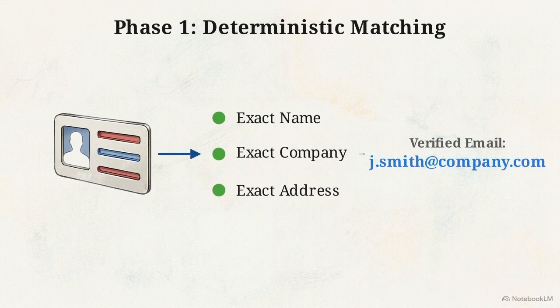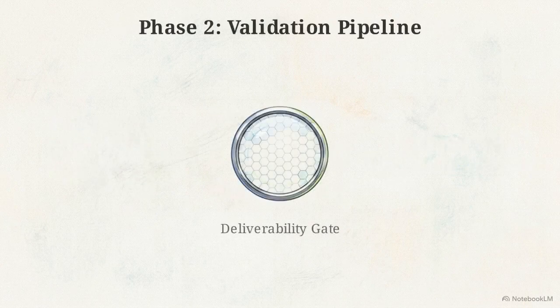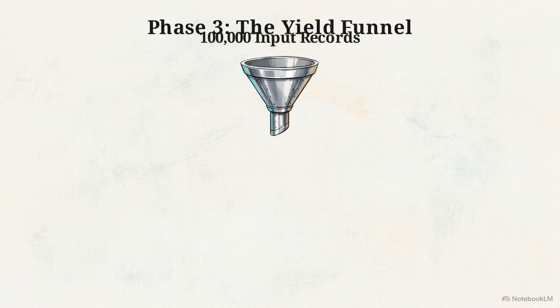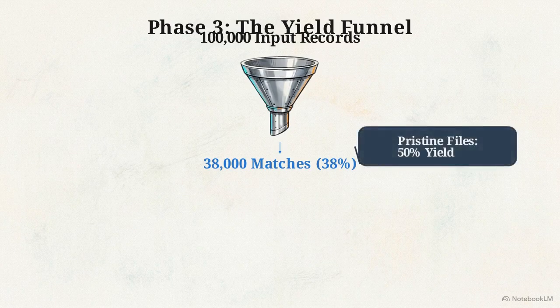Phase 3 is validation, the critical risk mitigation checkpoint. Every matched address is individually tested for deliverability, guaranteeing it won't damage your reputation by bouncing. Finally, delivery. A standard B2B append typically yields a match rate between 20 to 40% of the original input file. Pristine input files, or consumer datasets, can push that yield up to 50%.